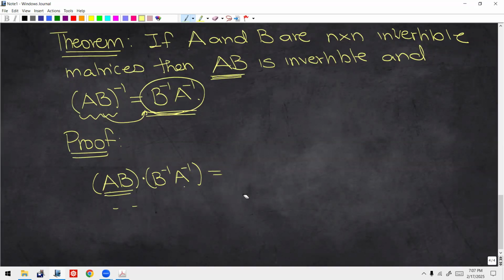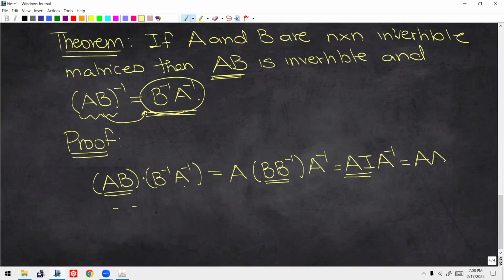So the first thing I need to show is this is I. All right. So I'm going to use the associative property. Instead of multiplying these two, I'll multiply the middle two first. I'm not changing the order of multiplication. I'm just changing which two I'm multiplying. That was a property from the last section on products. And since B is invertible, if you multiply B times B inverse, you should get identity, correct? So we'll get A times I, A inverse. And when you multiply any matrix by an identity, you just get that matrix back. So you get A times A inverse. And since A is invertible, A times A inverse must be I.